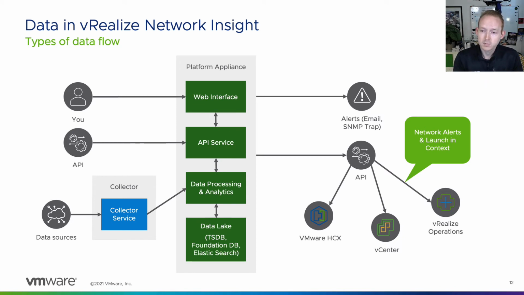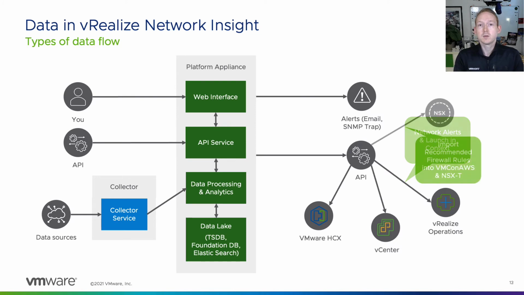Last one is that we also have an open source script that imports recommended firewall rules from vRealize into VMware Cloud on AWS or NSX-T. And that's just a Python script that's available on our GitHub location, and I've got the link at the end, where you can take the recommended firewall rules, so do security planning within vRealize Network Insight, and then push that directly into NSX-T or VMware Cloud on AWS. So you don't have to copy and paste or input them manually whenever you generate those recommended firewall rules within vRealize.